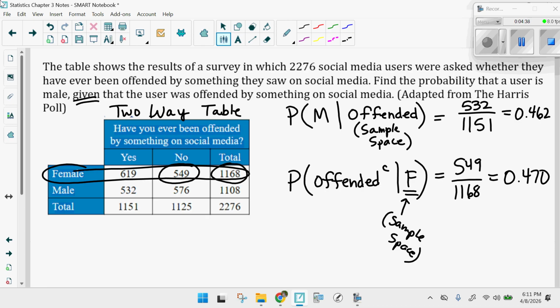So conditional probabilities are where we're assuming that one of the events has already occurred. So here we're only focusing in on the offended, or given that they're female, and then we can find the probability within that sample space.